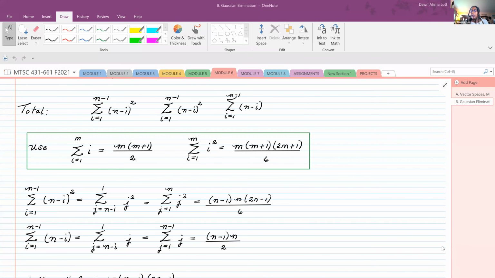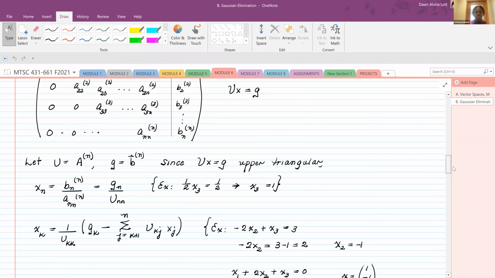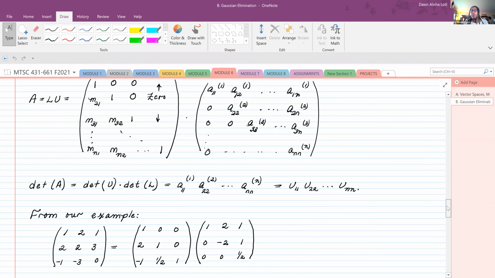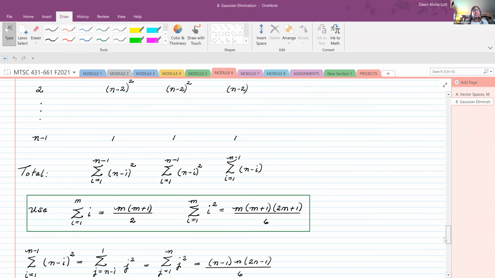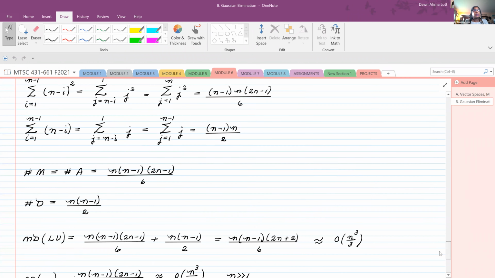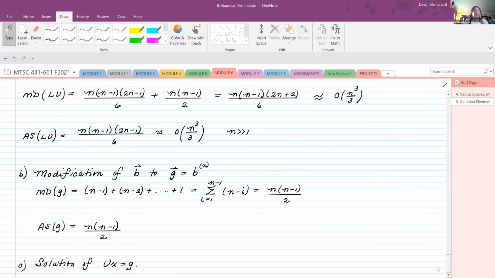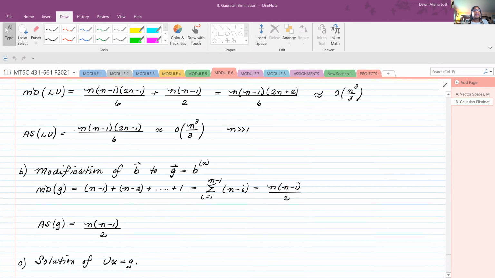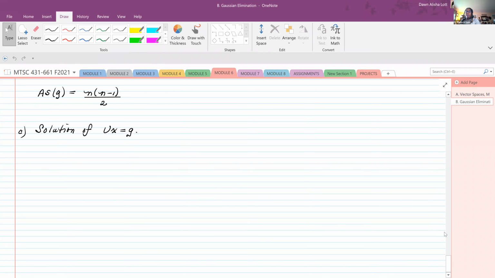Okay, so we're in the module on linear algebra, and we were talking about Gaussian elimination and LU factorization: which is easier to solve, which takes longer to code, and most importantly, which takes longer to compute, meaning how many operations. So we had gotten to the part where we were solving UX equals G, by backward solving.